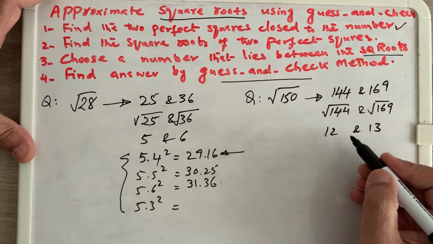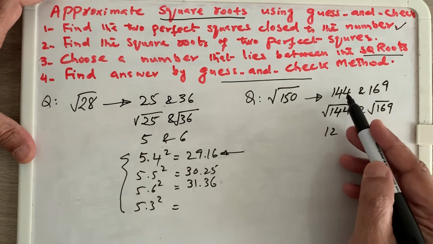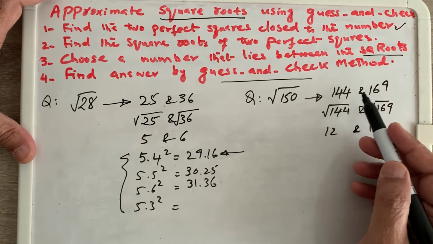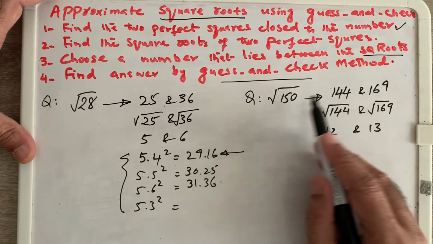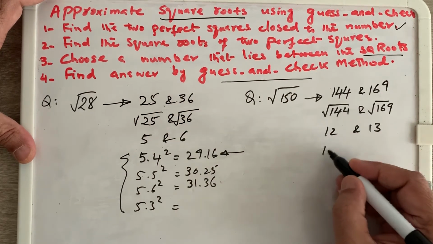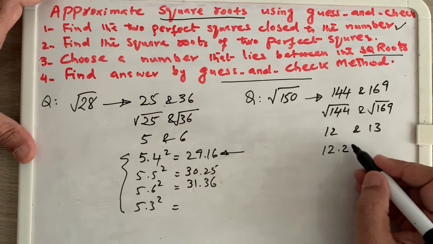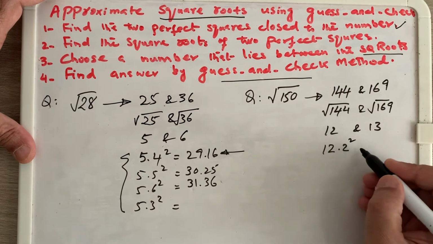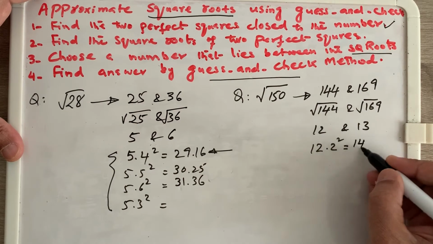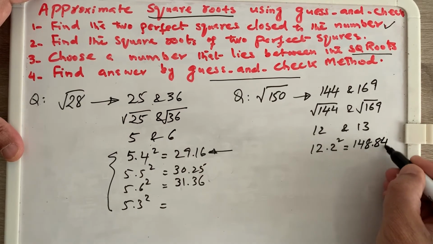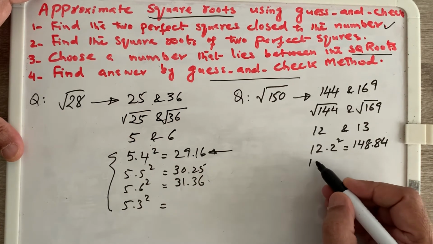Right, now I am guessing, right? So my number is 150. So I am guessing it to be, it's very close to 144. So I cannot go far more than 12.5 because 144 and 150 are more closer, right? So my guess is 12.2 maybe, or we will check, right? This is my first guess. So now I start my guess and check method. 12.2 whole square will be equal to, you can check with the calculator, but I am just following my steps that how would you proceed to get the correct answer.